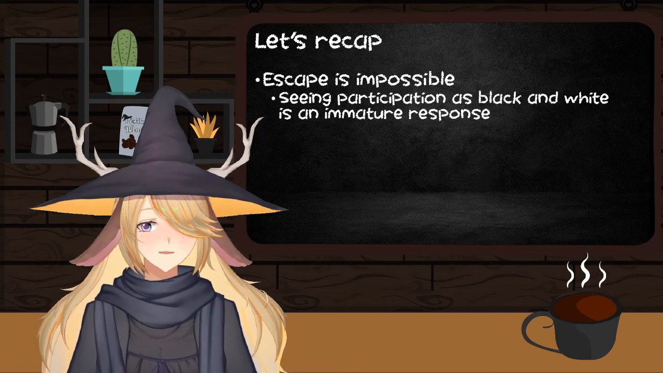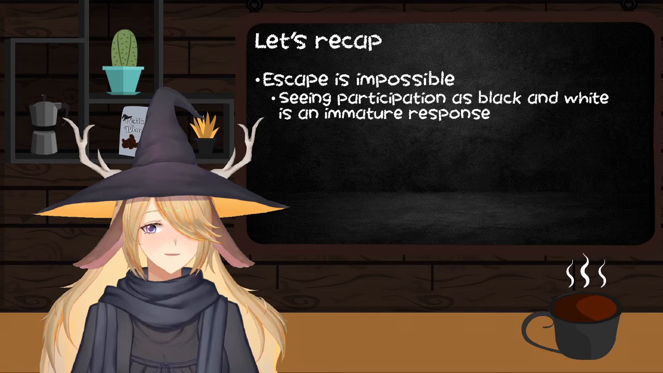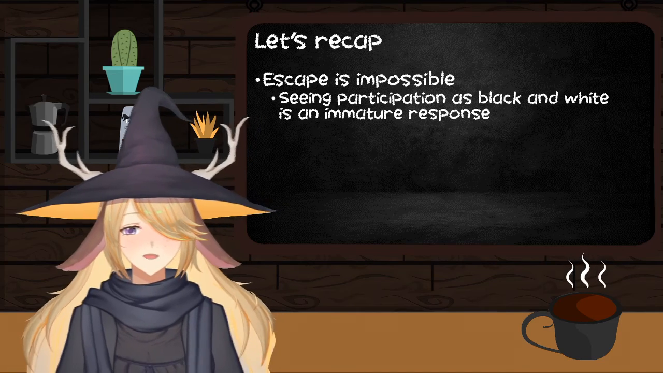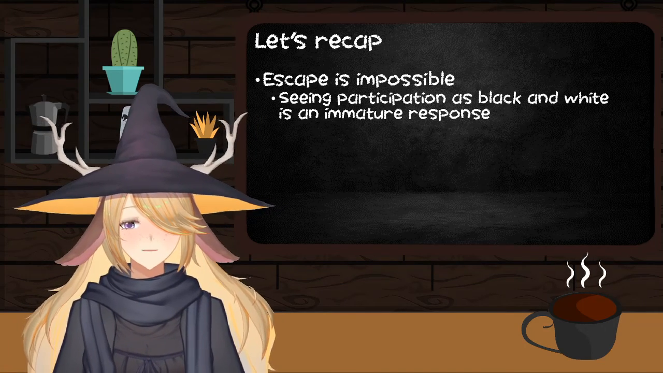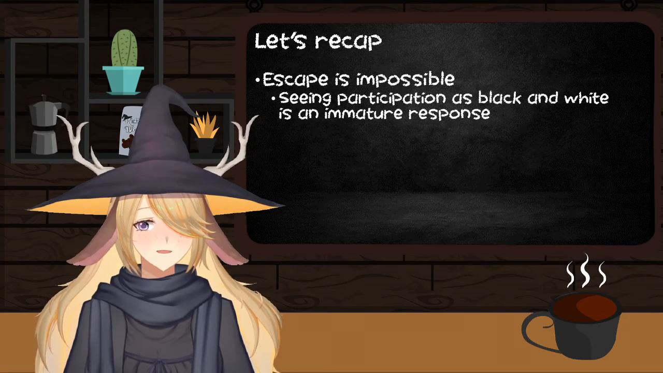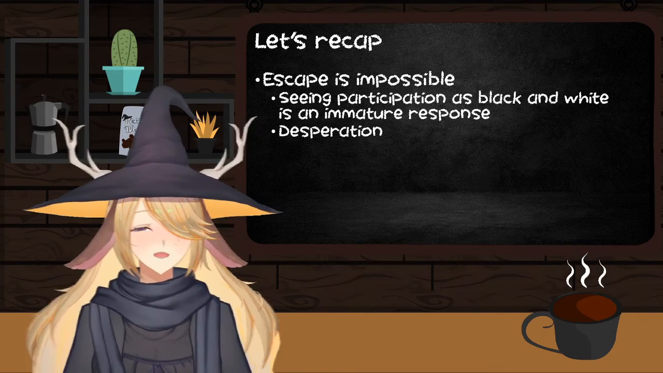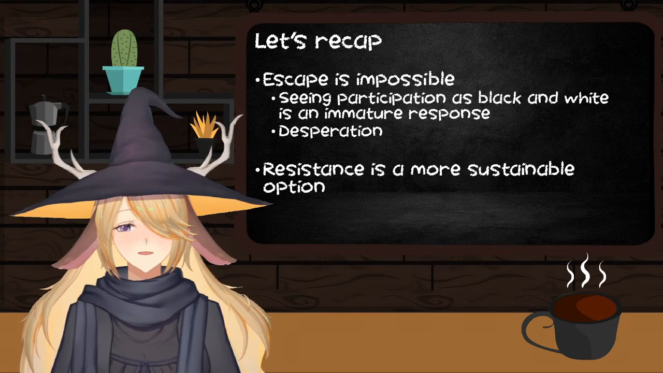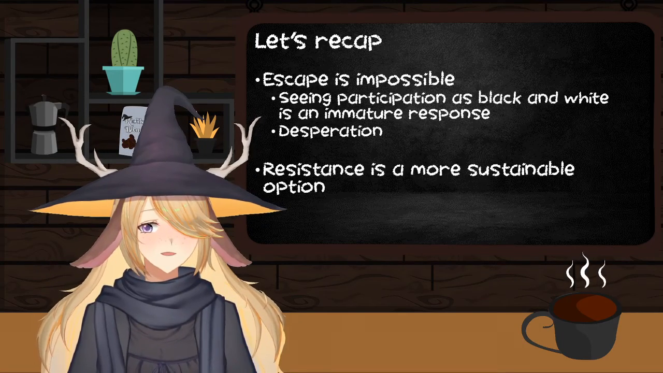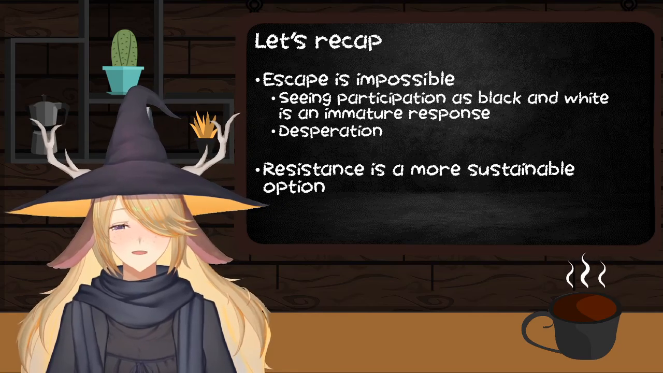And now in chapter 3, we talked about the impossibility of escape. That seeing participation as black and white, as in you are either fully participating or fully withdrawn from society, is an immature response that is drawn from desperation, and that finding ways to resist in place is the suggestion that Odell brings up.